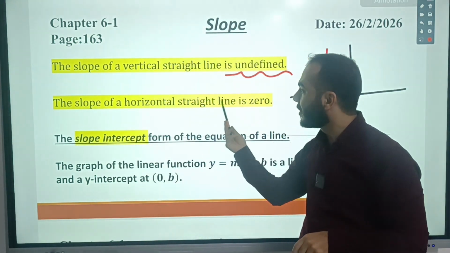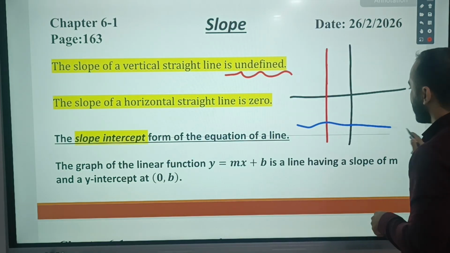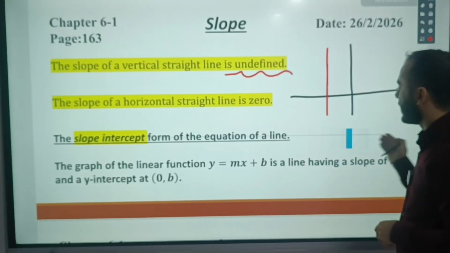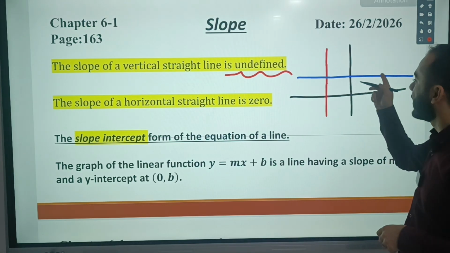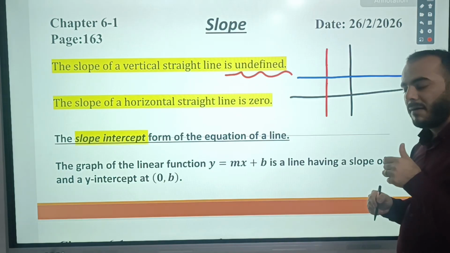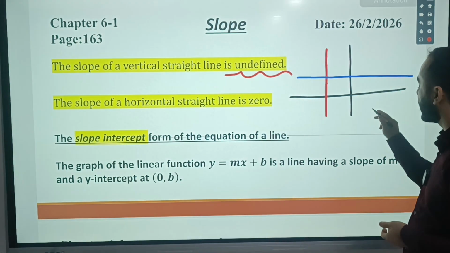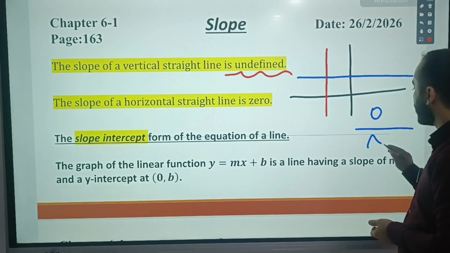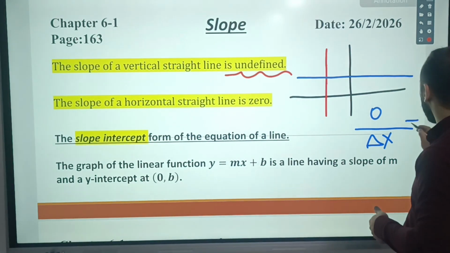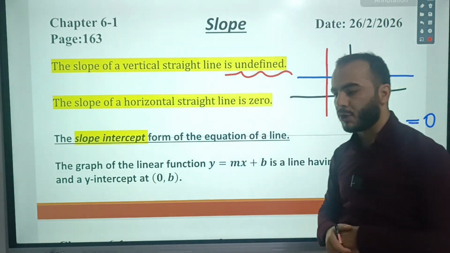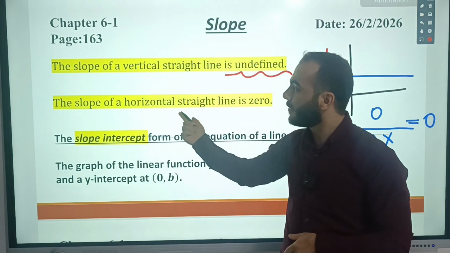The slope of a horizontal straight line is 0. What if we have a horizontal line something like this? As you can see, the x's are going to change, but y is the same. Since y is the same, this time we are going to have 0 in the numerator and something like delta x in the denominator. So 0 over a number is equal to 0 in mathematics. So remember, 0 over a number equals 0.